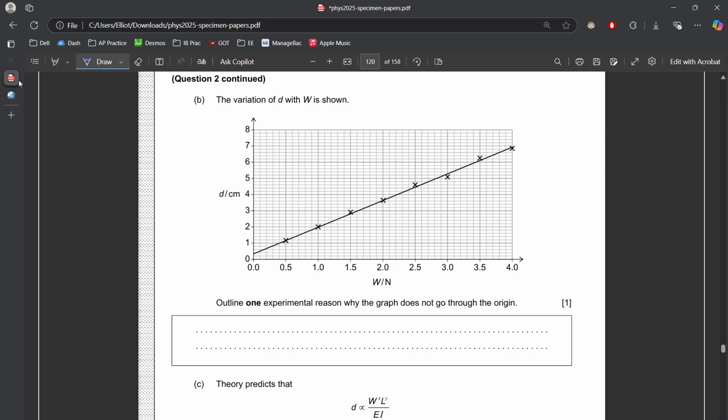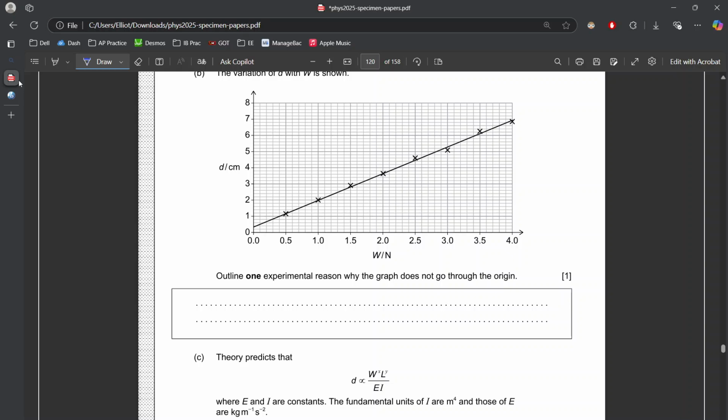The variation of D with W is shown. Okay, with the weight is shown. Outline one experimental reason why the graph does not go through the origin.